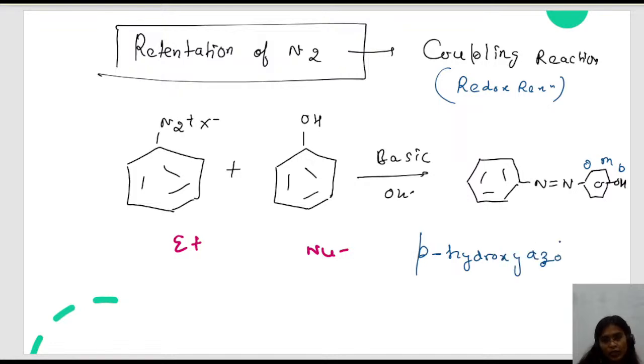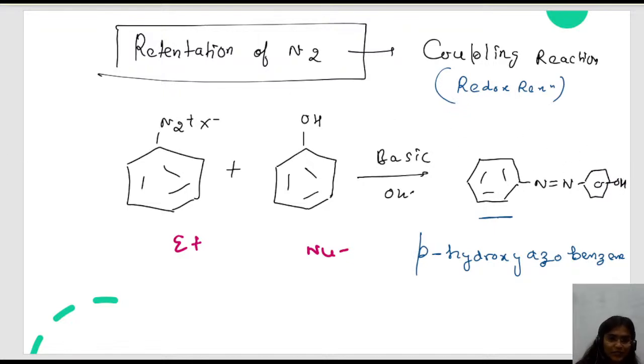Why is the name what it is? Azo for the NN part and benzene for this portion here. So this becomes para hydroxy azobenzene. This is the complete coupling, okay? This group.